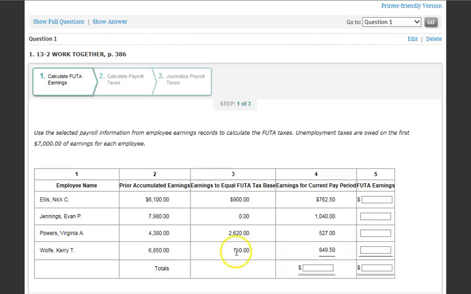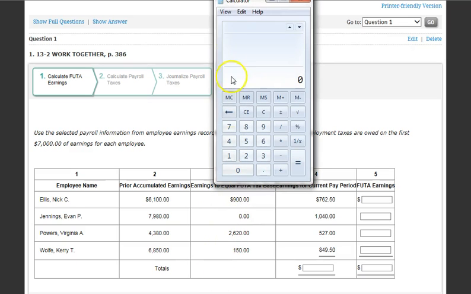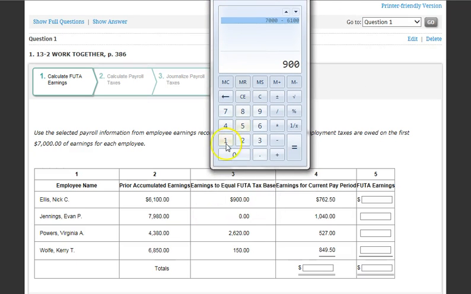So we've already learned how to get this column written, but basically you would take their earnings. Let me make sure I'm doing it right. We would do $7,000 minus how much they made, and it's $900. So this is earnings to equal the FUTA tax base. So that's the $900 that we got here. Cool?